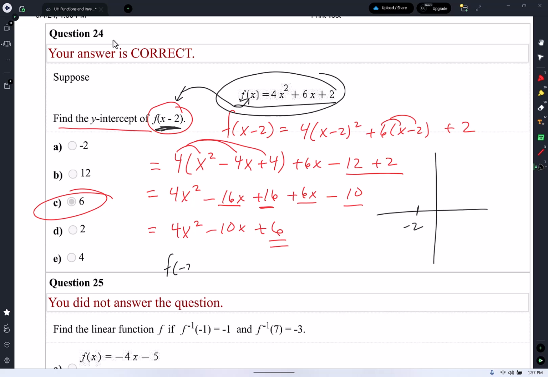So watch, f of negative 2: 4 times negative 2 squared plus 6 times negative 2 plus 2. And whatever that spits out is my y-intercept. Negative 2 squared is 4. 4 times 4 is 16. 6 times negative 2, that's negative 12, plus 2. Look, 16 minus 12, what's that? 4 plus 2, 6. OMG, there it is.